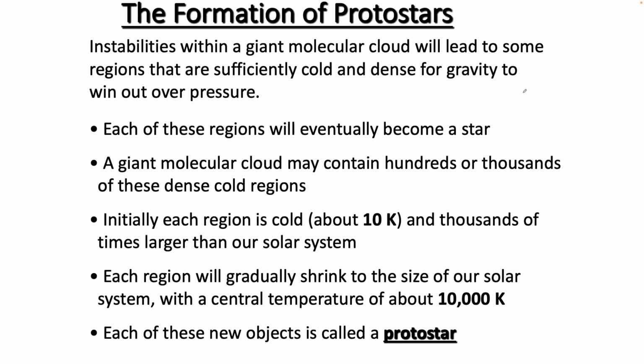Now, each of these objects is called a protostar. Now, this initial stage of a star that is created during this process is what we call the protostar. Now, if you remember the first diagram that I showed you, the protostar is the first kind of a star before everything else, right?